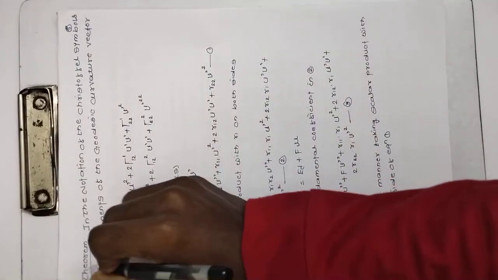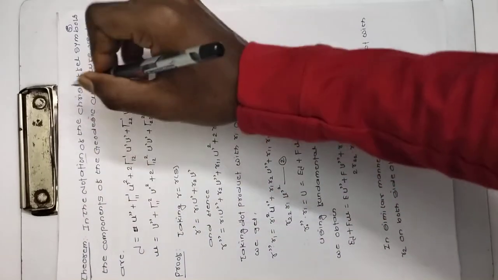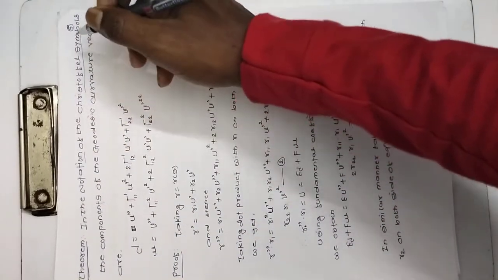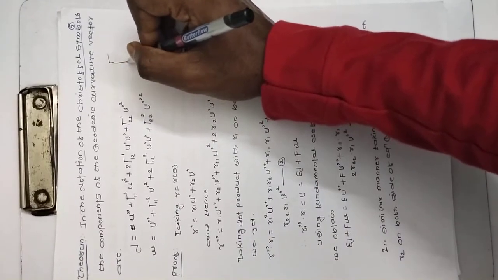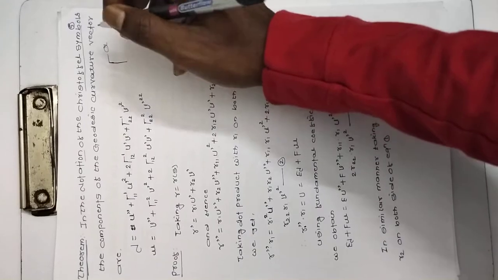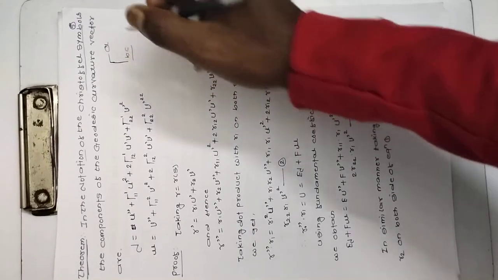Next theorem is in the notation of the Christoffel symbols. So Christoffel symbols means this: suppose A and B, C. This is a Christoffel symbol.